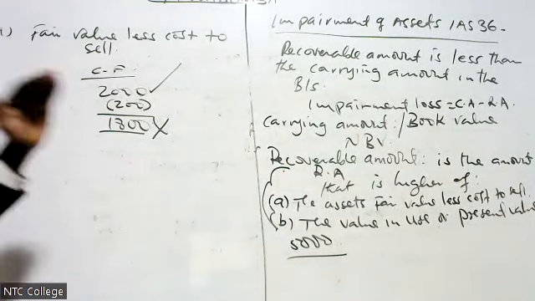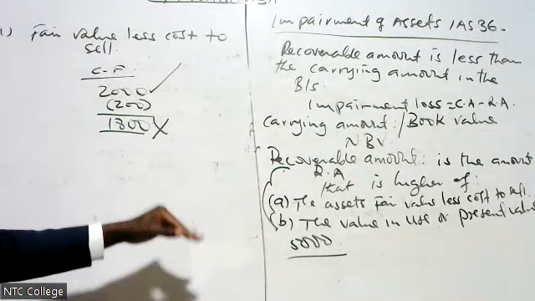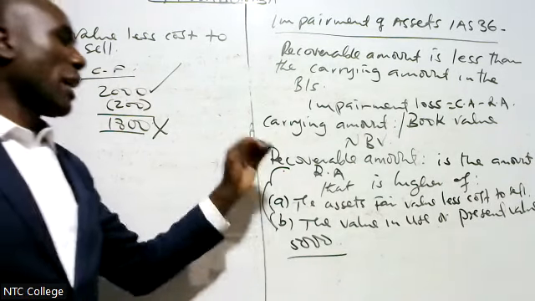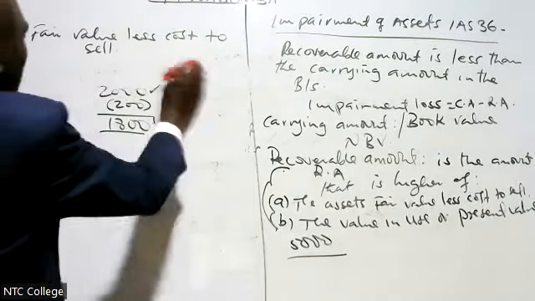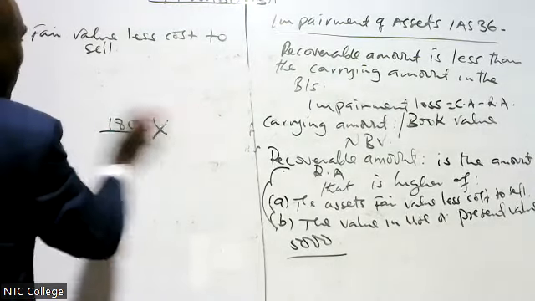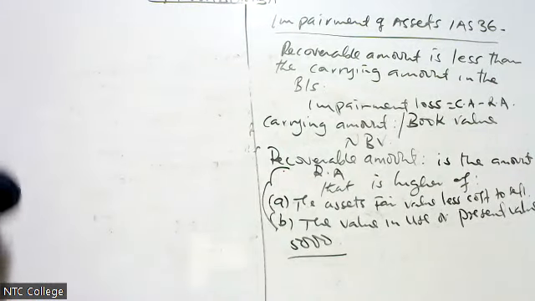Then the recoverable amount is the higher of number A, the asset's fair value, and the value in use or the present value. That is what we have discussed, and it's very important for the purpose of this topic.